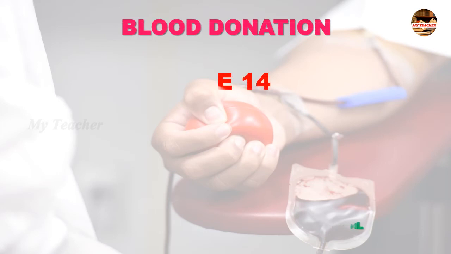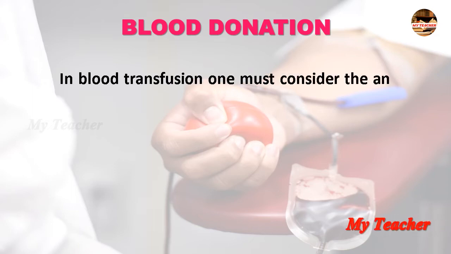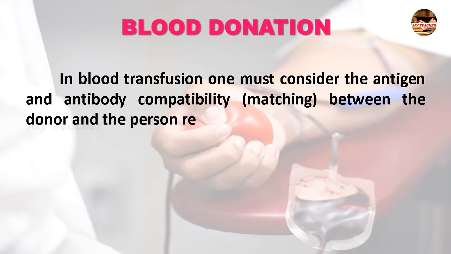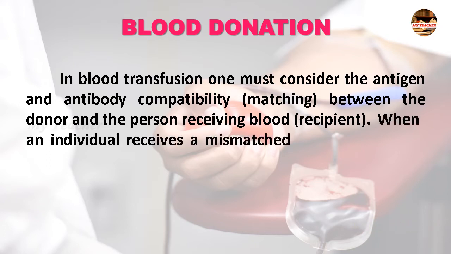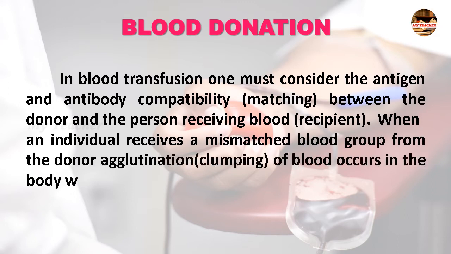Blood donation. June 14 is celebrated as World Blood Donor Day to thank the people who donate blood to save thousands of people. In blood transfusion, one must consider the antigen and antibody compatibility or matching between the donor, that is the person giving blood, and a person receiving blood, that is the recipient. When an individual receives a mismatched blood group from the donor, agglutination or clumping of blood occurs in the body, which leads to death.